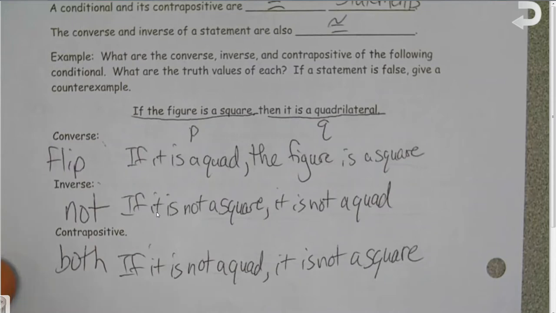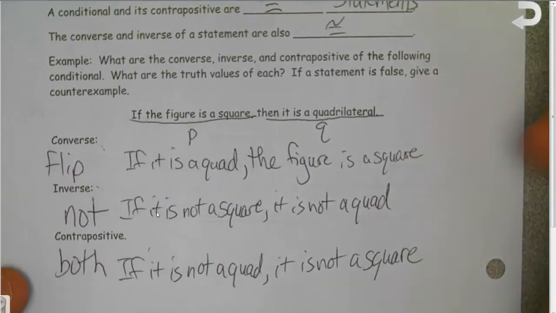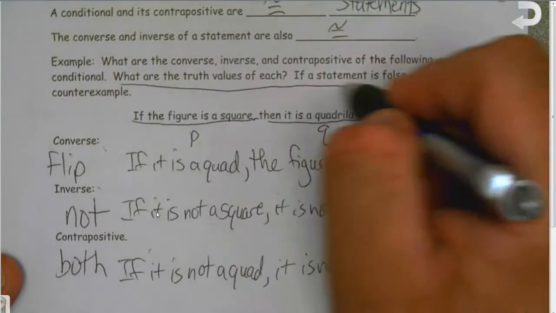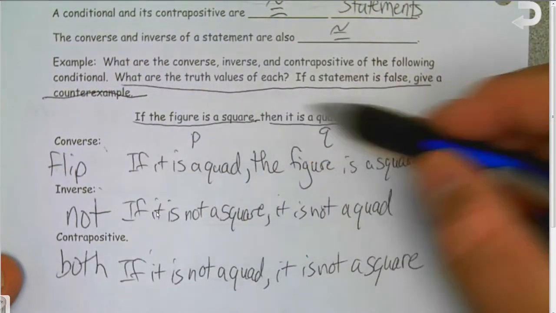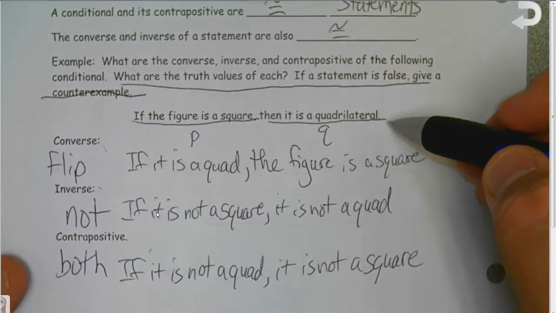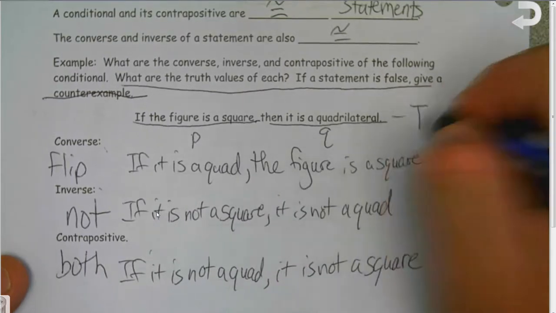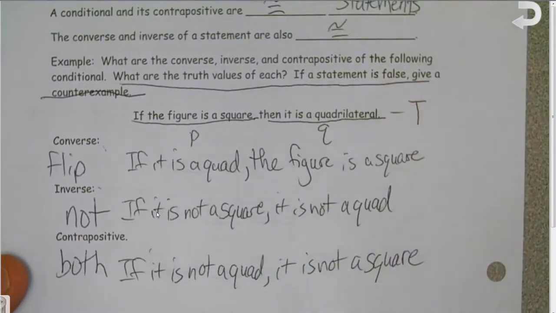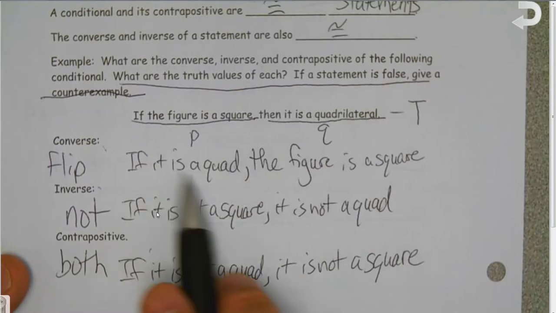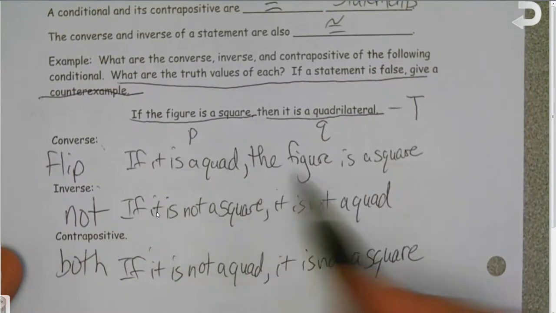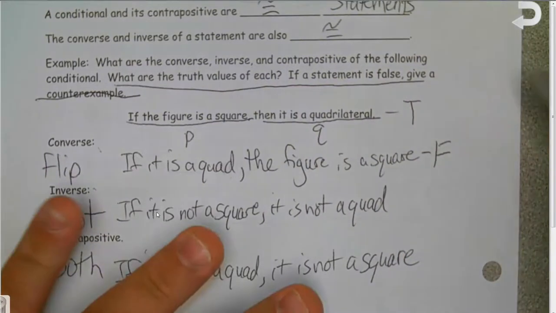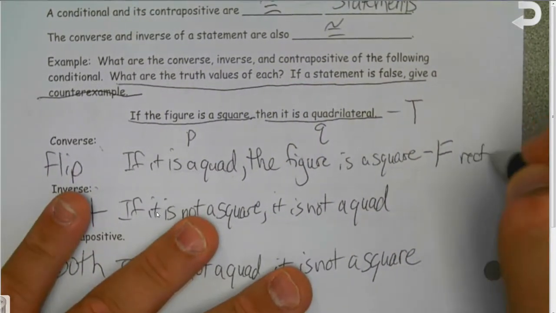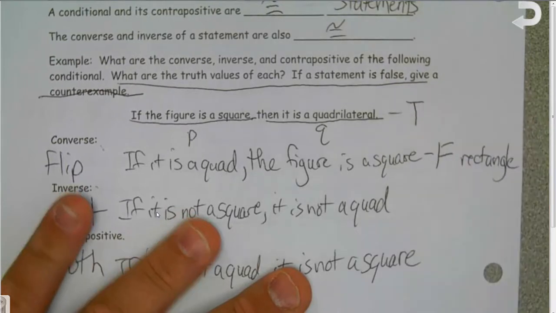Now, this is not all that they've said to do. What is the truth value? And if it's false, give a counterexample. So, if a figure is a square, it is a quad. That is true. So we're done with that, with the conditional. If it is a quad, the figure is a square. Well, that's false, because a rectangle is a quadrilateral that is not a square.